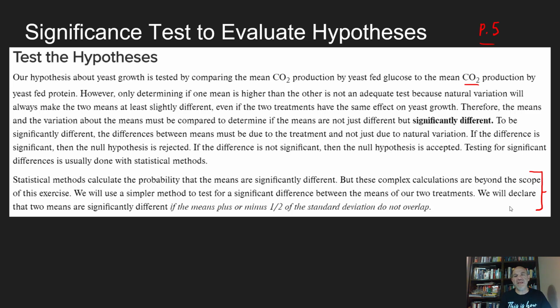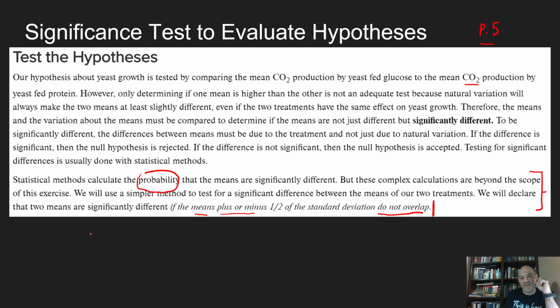But we're going to use a sort of quick and dirty method for making an objective determination. And so the author suggests that for us, instead of going through and learning how to do that probability inferential test, we're going to use this, and it's right here. It says we're going to make a judgment as to whether or not the two means are significant if the means, remember you had to calculate a mean for each group, right? So if the means plus or minus 1/2 of the standard deviation do not overlap.